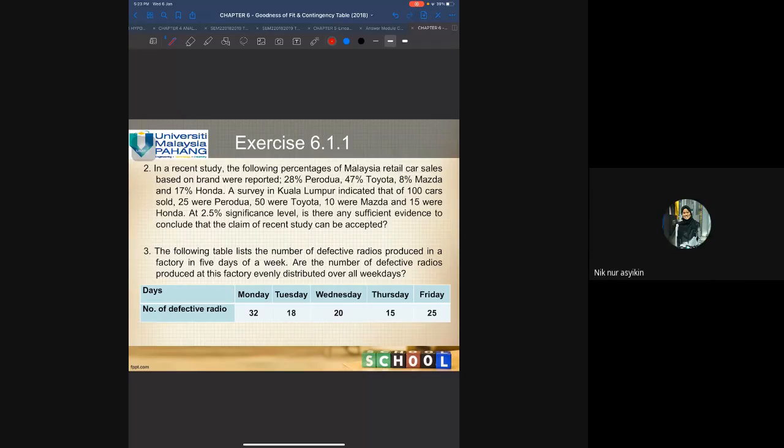Okay, so next week we start with exercise 6.1.1 number 2 until the end of chapter 6. So don't forget that. Also don't forget that we have a quiz on Monday. It is your quiz class, covering 5.1 and 5.2.